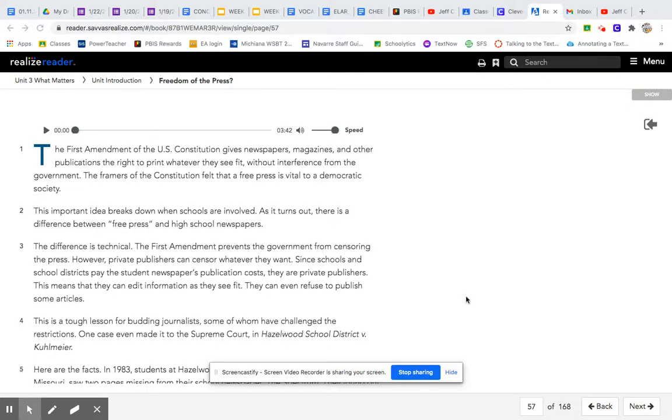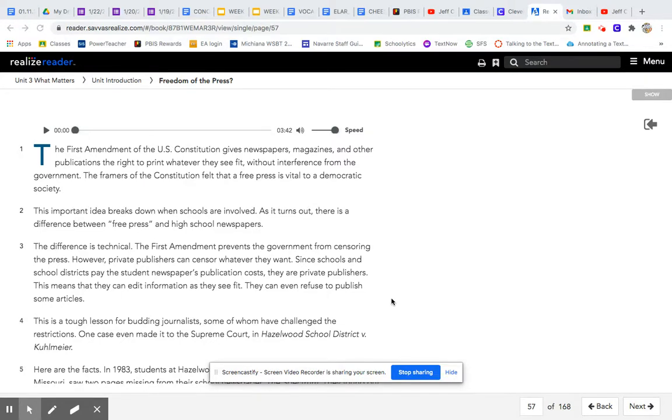This is our unit introduction text, what we call our launch text for our unit, which is entitled When is it right to take a stand? And this article is called Freedom of the Press with a question mark. This can be found in your textbook on pages 258 and 259.